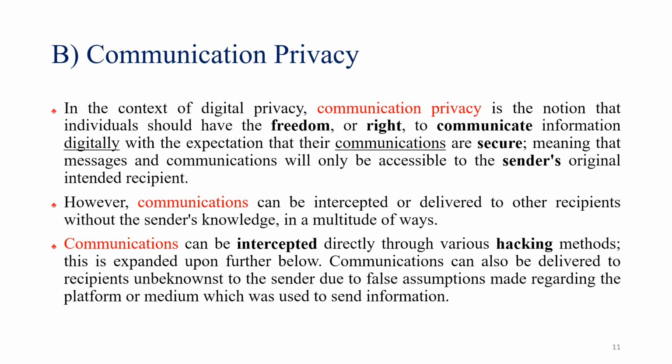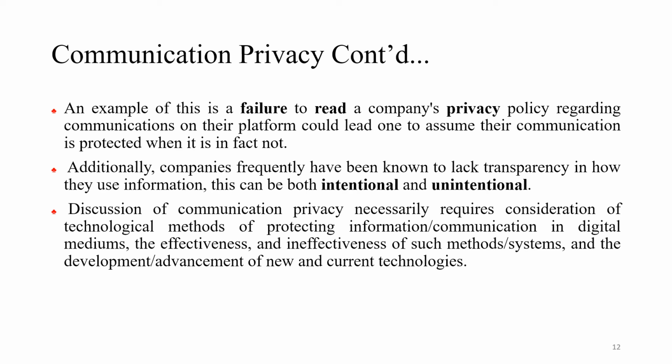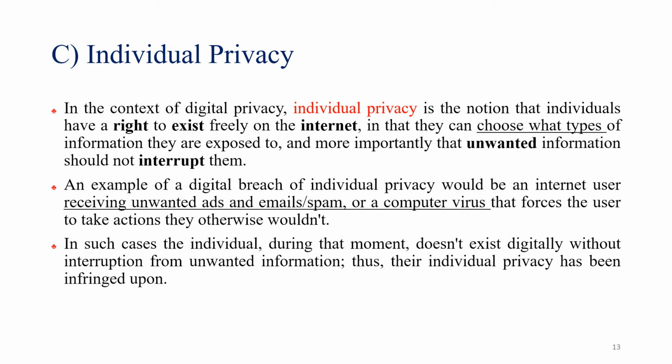Okay, let's pass to the third one. We have seen communication privacy as the second. The third concept is individual privacy. Individual privacy is about the individual having a right to exist freely on the internet, in that they can choose what types of information they are exposed to, and more importantly, that unwanted information should not interrupt them. So the individual has the right to exist freely on the internet without being disturbed or interrupted while using it. That means unwanted things should not disturb me.